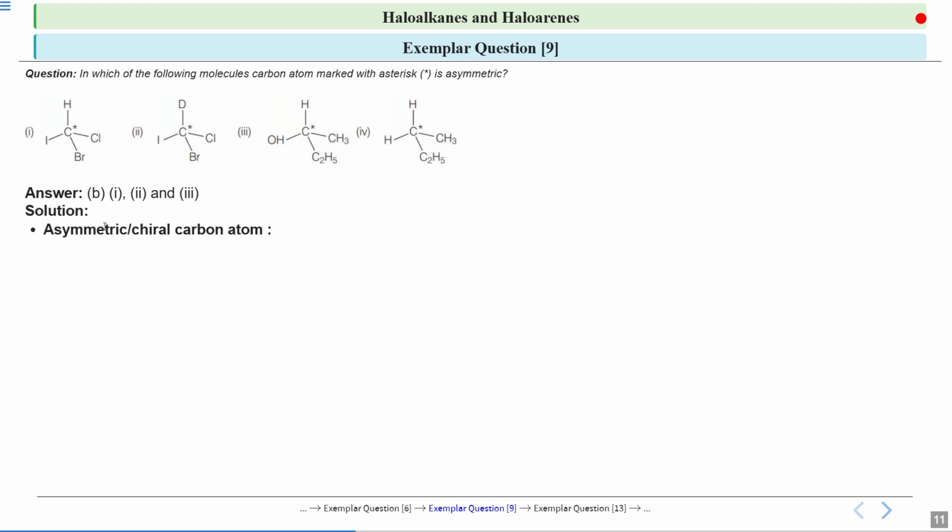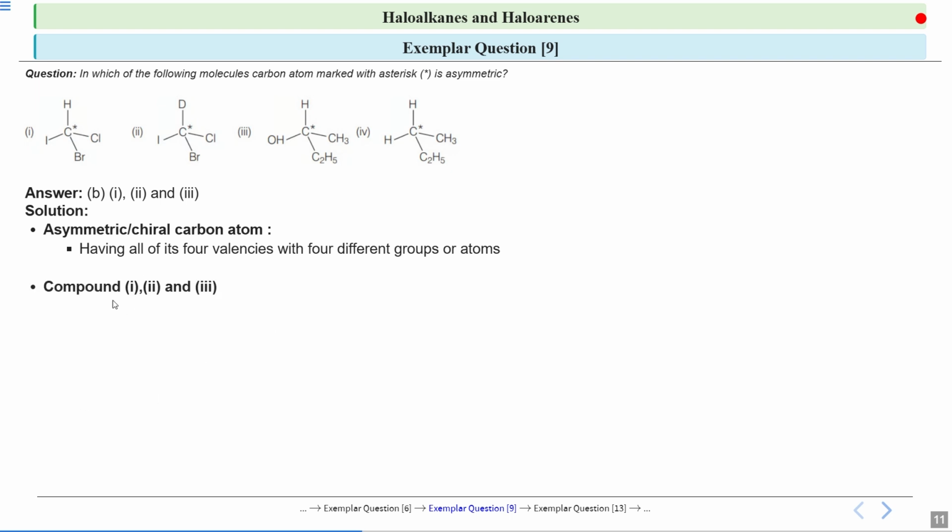So, first of all, let's understand the concept of asymmetric carbon or chiral carbon. Asymmetric carbon, also known as chiral carbon atom, is a carbon atom having all of its 4 valencies satisfied with 4 different groups or atoms. So when the carbon has all of its 4 valencies with 4 different groups or atoms, then it is considered an asymmetric or chiral carbon. That means the carbon has tetravalency, you all know, and each valency is occupied by a different group or atom. Then that carbon is asymmetric, or you can say that carbon is a chiral carbon.